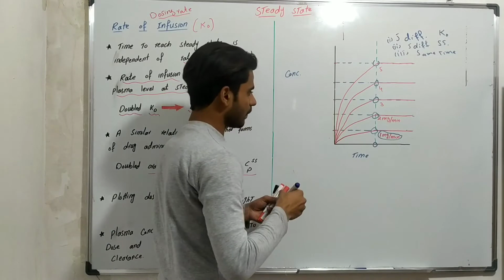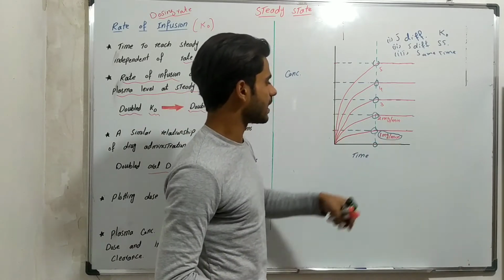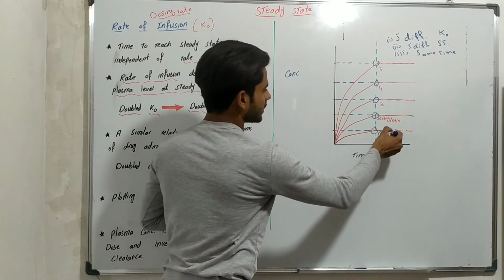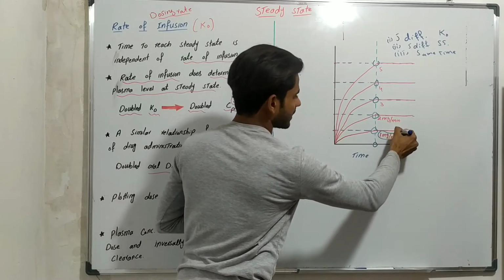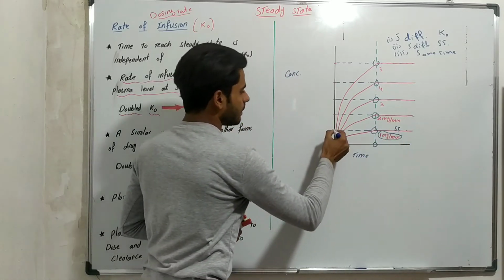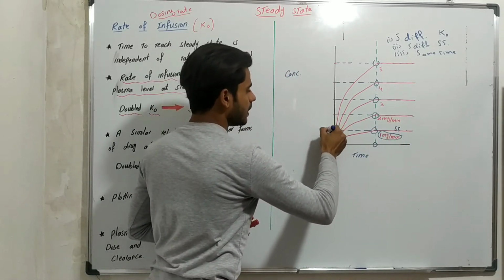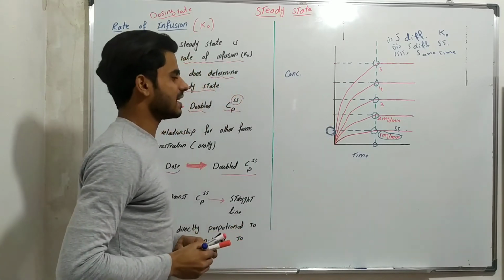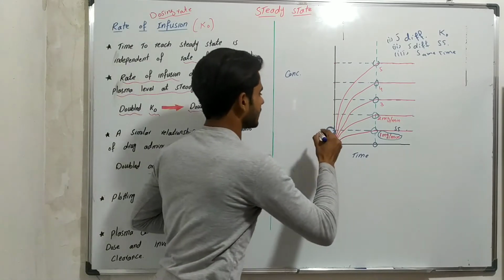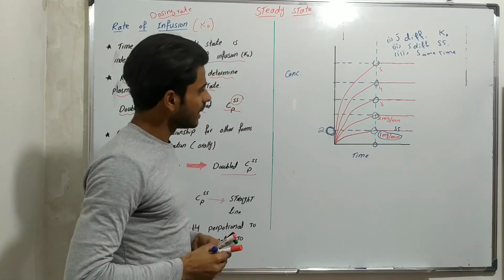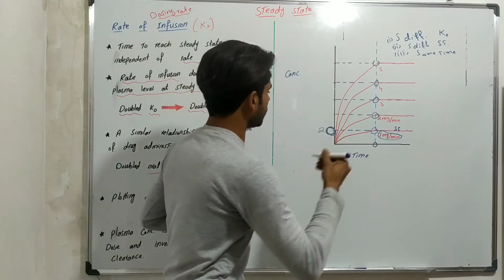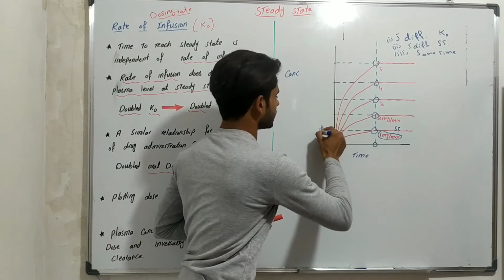If the rate of infusion is 1 mg per minute, then what is the plasma concentration at steady state? This is the steady state. So what is the plasma concentration of a drug at steady state? Let's suppose that this is 2. Then after this is the 1, because this is the 1 mg per minute.